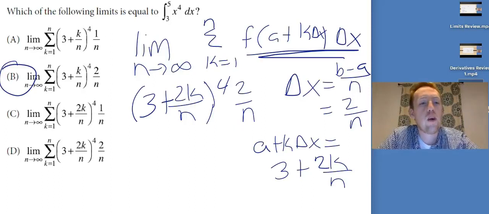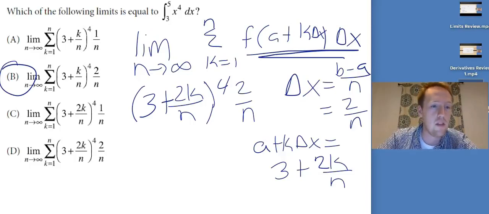And I've told you guys before, if you are given the limit and asked which one of these integrals, so like all the multiple choice answers are integrals, I would recommend taking those integrals and rewriting them in the limit notation and see which one matches. That's because there's so many different ways that you could rewrite the limit and it would be right. So it's more consistent if you start with the integral and go to the limit.